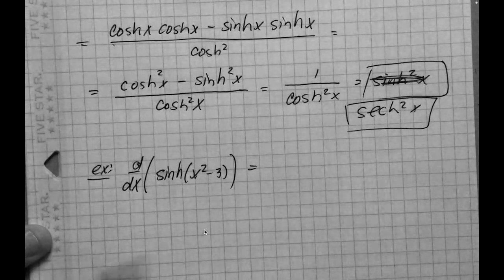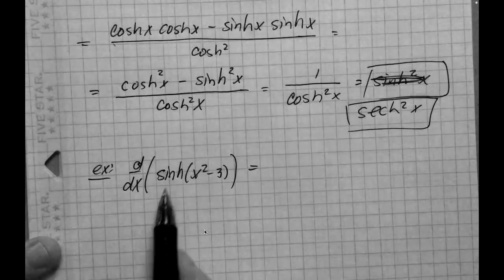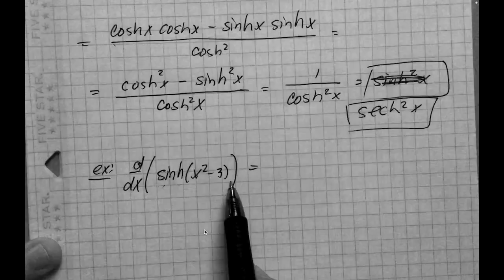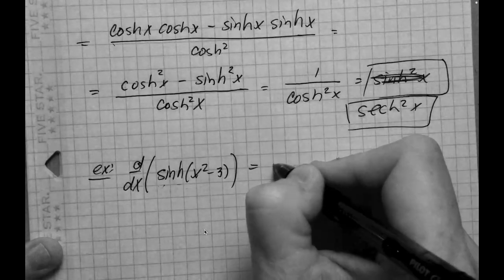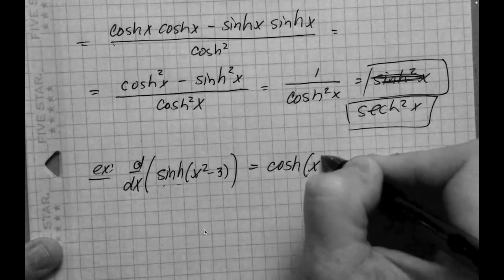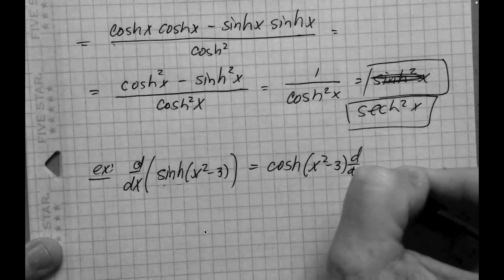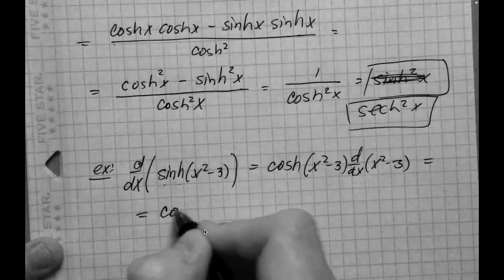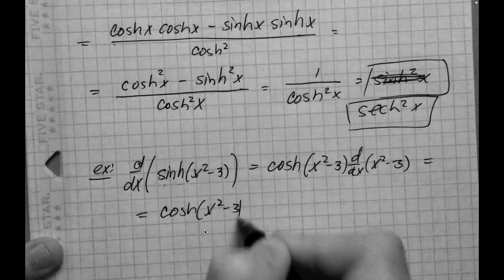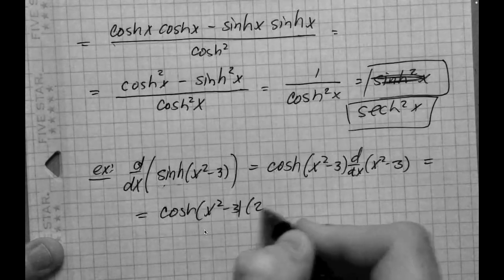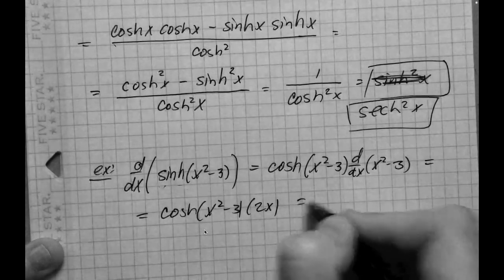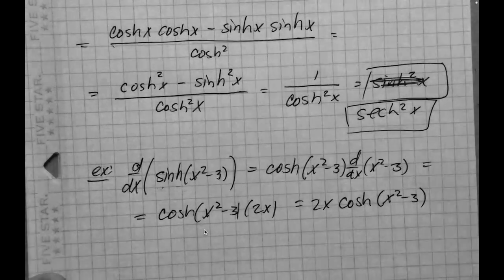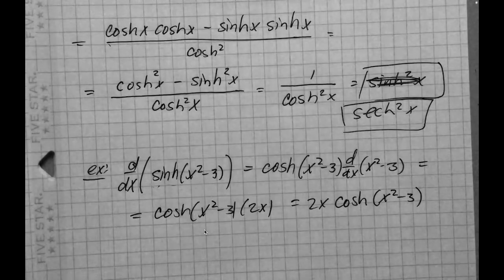Right, so in this case, you'd want to use the chain rule. You'd have to differentiate the outside, which is the hyperbolic sine function, and then differentiate the inside. So you'd say this is hyperbolic cosine of x squared minus 3 times the derivative of x squared minus 3. And so you get cosh of x squared minus 3 times 2x. All right, so 2x cosh of x squared minus 3. And so that gets you the whole thing there.